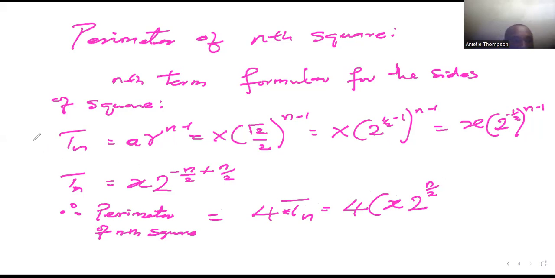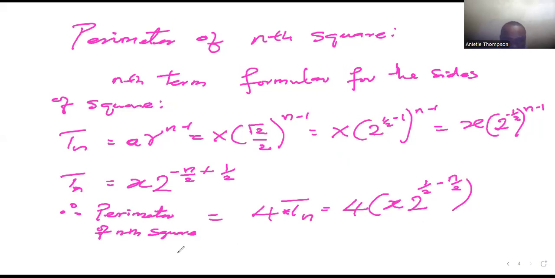Oh no, this place is not like that. Here is plus 1 or 1 all over 2. So I'll write this other one. I want to bring the positive value of the index first. So I'll have 1 all over 2 minus n all over 2. Okay, all right, so that is on the power.